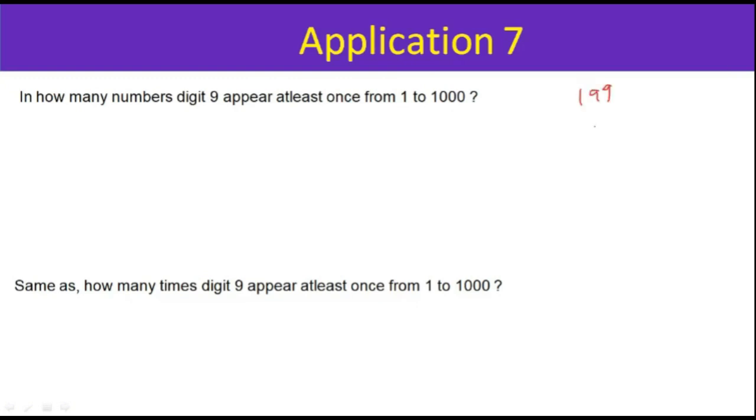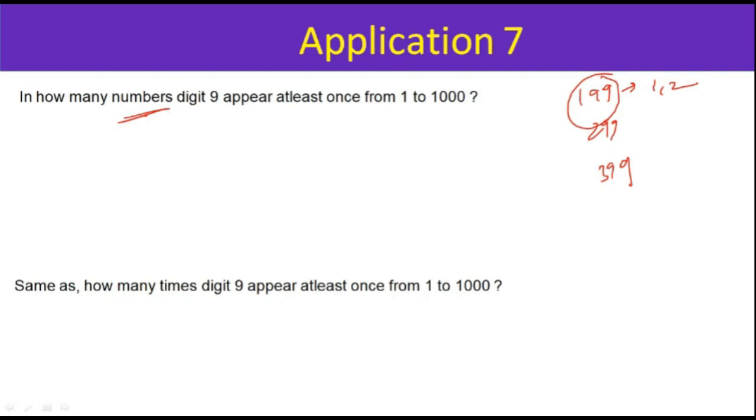199, 299. Now, why are you asking this to me? In how many numbers does digit 9 appear at least once? So in 199, would you count it as 1 or 2? The question says, in how many numbers does digit 9 appear at least once? It is to be counted as 1. Exactly. Because you're just counting the numbers where digit 9 is there. Whether it's once, twice, thrice, I don't care. But wherever digit 9 is there, we just have to count it once.